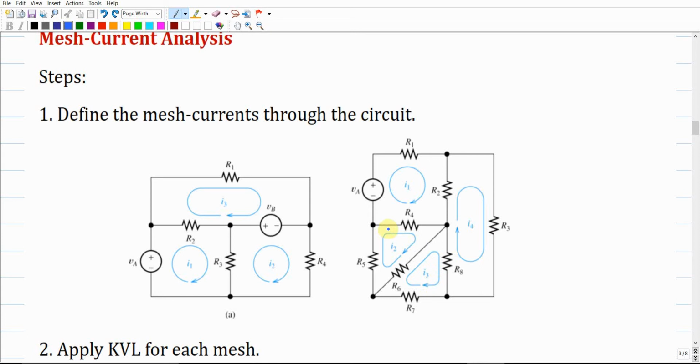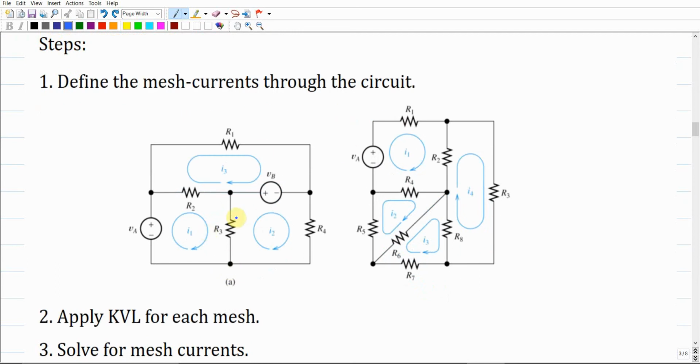These are not the currents over the branches. So for example, how much current is already going through R2? We don't know yet. It is not I1, it is not I4, it is not I2, it is not I3. Right? The same thing, how much is the current over R4? It isn't any one of these. It would be a combination of one or two of these different mesh currents. So the mesh current is different than the branch current. So the first step is just to define these mesh currents.